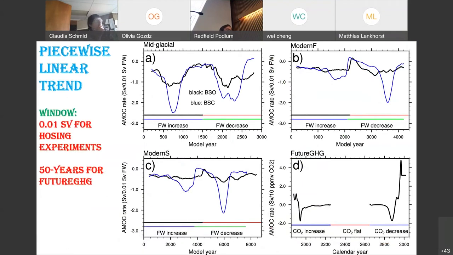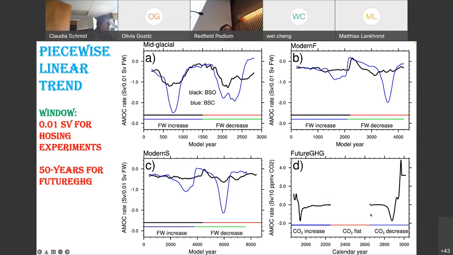To further quantify the rate of change of the AMOC in response to the freshwater forcing or the greenhouse gas forcing, we calculated the piecewise trend for all experiments. The black line is the open Barents Strait simulation and the blue line is the closed Barents Strait simulation. We can clearly see the collapse or restart of the AMOC in this freshwater forcing experiment is much faster with the closed Barents Strait than the open Barents Strait one. For the greenhouse gas forcing one, we can particularly pay attention to the CO2 decreasing phase. We have a large increase of the AMOC.